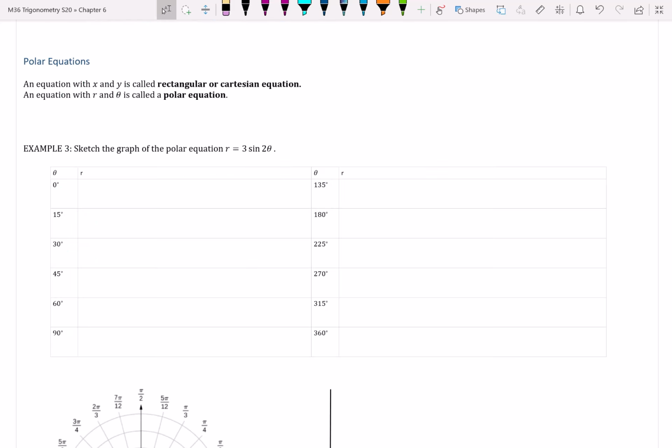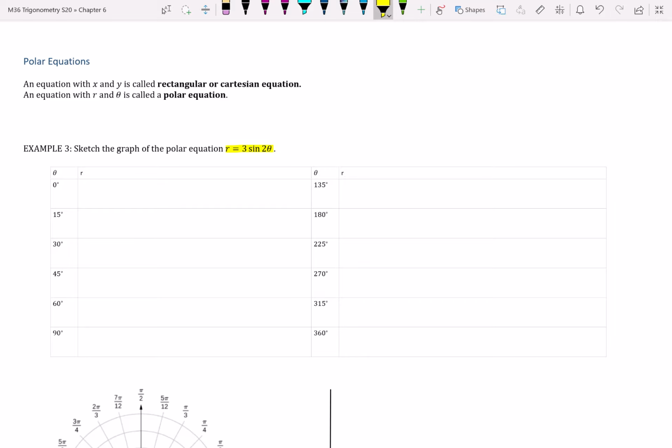Okay, and so pretty much the summary of that is an equation with x and y is called a rectangular or Cartesian equation. An equation with r and theta is called a polar equation. So now I'm going to show you guys how to come up with those really cool sketches of those polar equations. In this problem, we're going to be sketching the polar equation r is equal to 3 times sine of 2 theta.